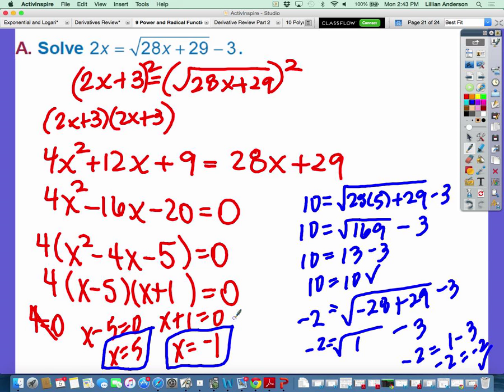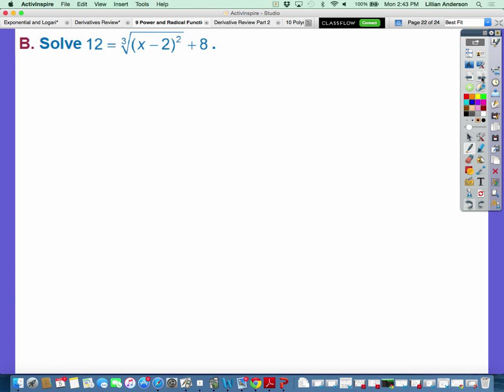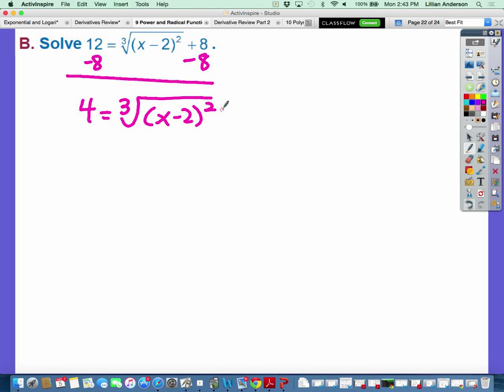Okay? The same rule applies. Get that radical by itself, do the opposite, or do the corresponding power to get rid of it. Sometimes they're quadratic, sometimes they won't be. The next one. What should I do first? Add 8, minus 8. 12 minus 8 is? 4. And you gotta cube it.